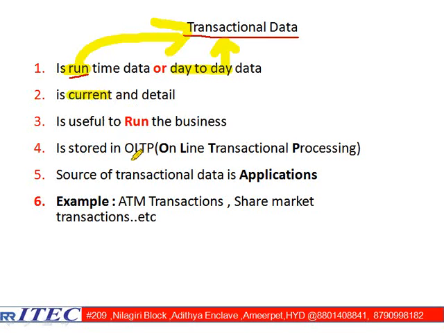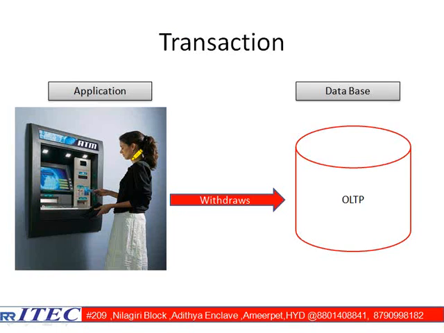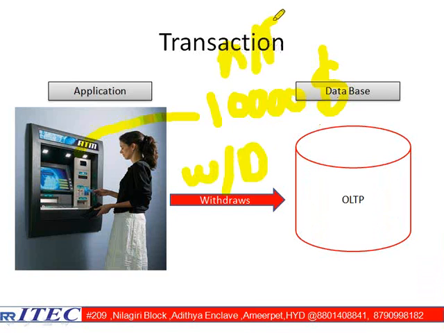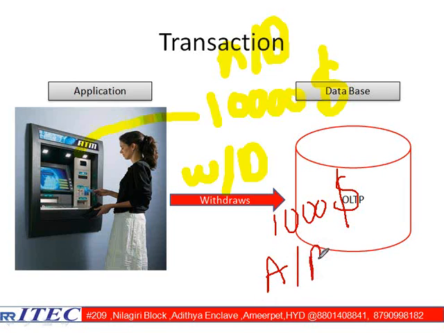Next point, transaction data nature is current in nature. What is the meaning? Suppose she has 10,000 USD dollars available. This is called the available balance. She withdraws, let us say, $1,000. Then immediately that second, what is going to happen? The available balance becomes $9,000. That means the available $10,000 is overwritten with $9,000.